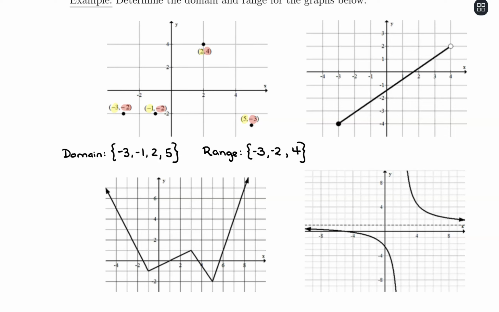So this will happen when you have just discrete coordinates graphed, like a scatter plot. You'll just have a list of possible x and y values.